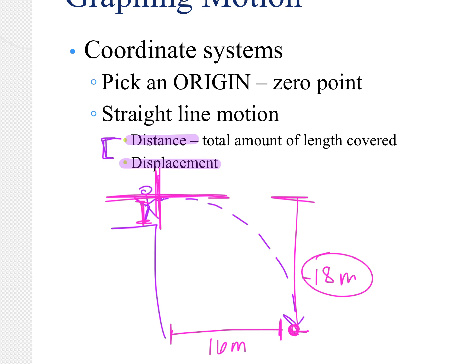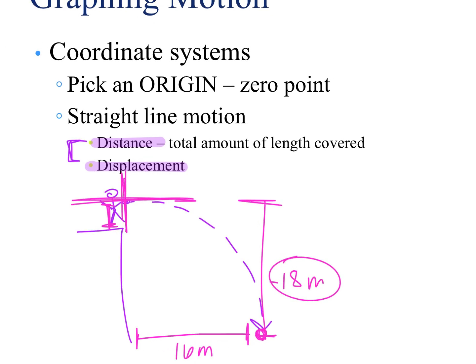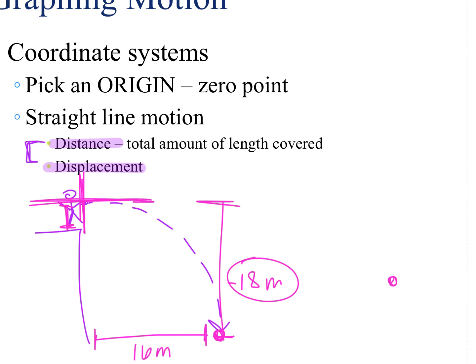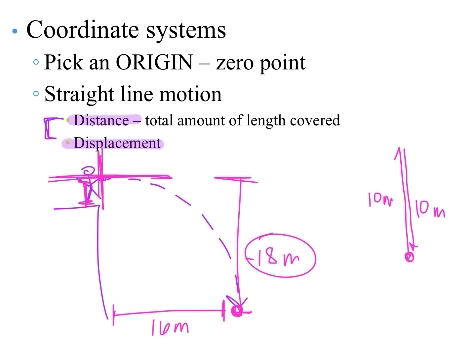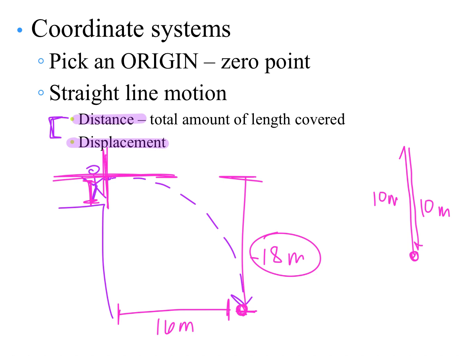So if I had an object that went, let's say I started it right here. It went straight up into the air 10 meters, and straight back down 10 meters. What would my object's distance be? What do you think? 20 meters, right? It's the total amount of distance that is covered. That seems really straightforward, right? And it is. We don't get to use distance very often. We use the other version called displacement.